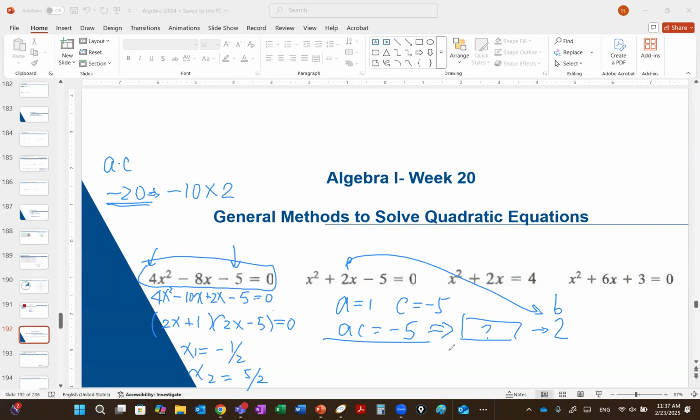So the factors here, let's follow the steps. It's +1, -5, -1, +5. The sum here is -4. The sum here is +4. Hey, we didn't find any that match the B. What do we do now? So the factor method cannot apply here. That's why we need to introduce general methods. What's the general method here? If they cannot be factored, we'll check about this one.